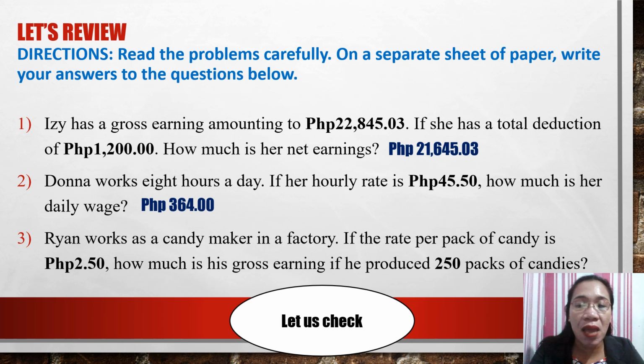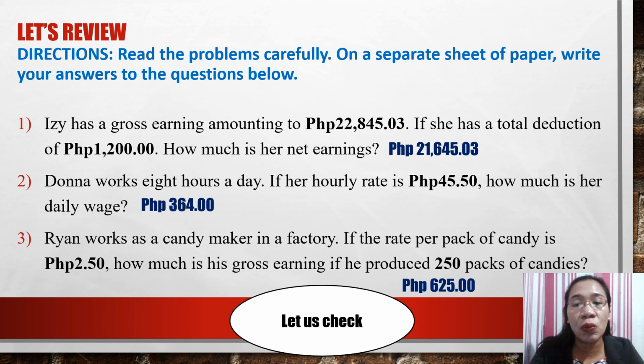Ryan works as a candy maker in a factory. If the rate per pack of candy is 2 pesos and 50 centavos, how much is his gross earning if he produced 250 packs of candies? How will you answer this? Simply multiply 250 packs to the rate of candy per pack, which is 2 pesos and 50 centavos. So 250 times 2.5 is 625 pesos. That is Ryan's gross earning. That is for our previous lesson.